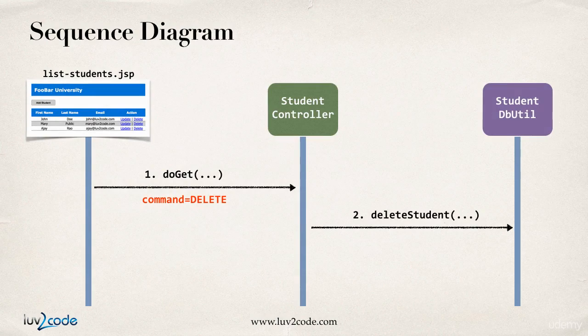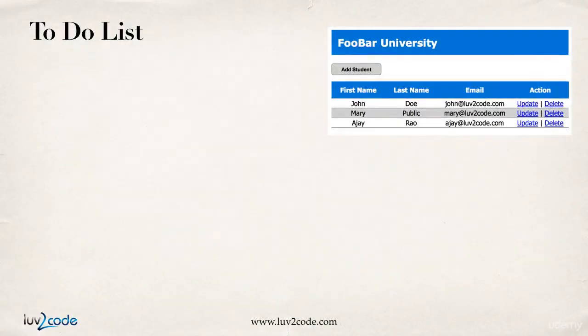Now here's the sequence diagram, just more kind of behind the scenes work here. So in this list-students.jsp, the user clicks the delete link. It's going to call the doGet method on our servlet, and we'll pass over a command equals delete. So our servlet will take that command, say, okay, now we need to do a delete. And then it'll actually call the deleteStudent method on our database util. And this is very similar to what we've done in all of the previous videos.